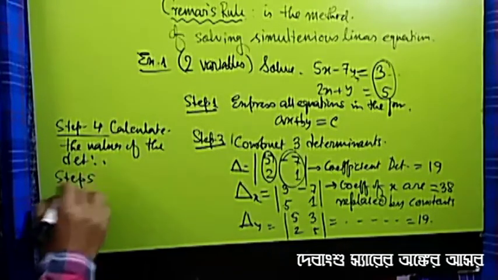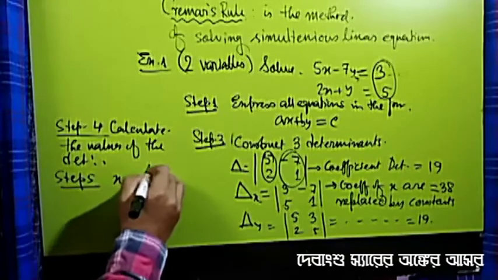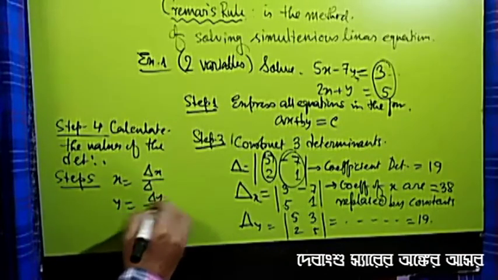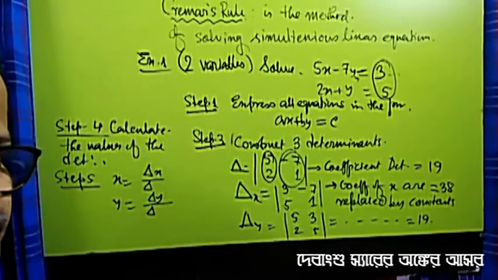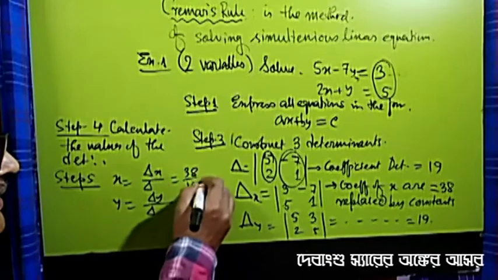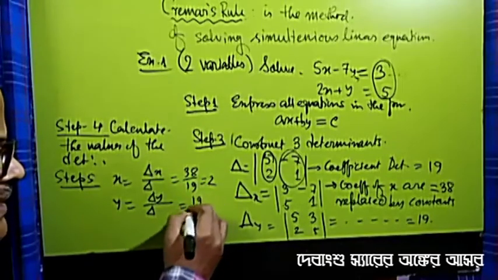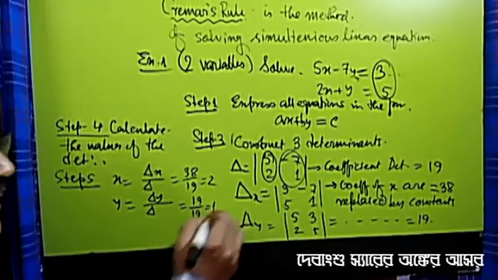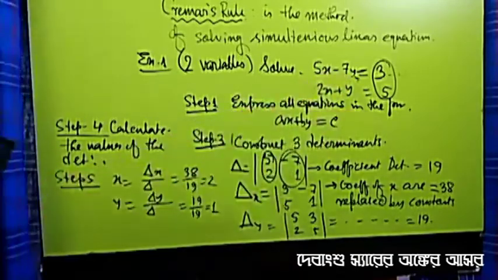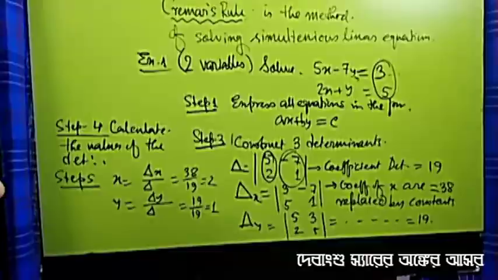Step 5. x is equal to delta x by delta. y is equal to delta y by delta. So delta x by delta is 38 by 19, equal to 2. y is 19 by 19, equal to 1. Now see, (2, 1) is the solution. You can check that (2, 1) satisfies both the equations.